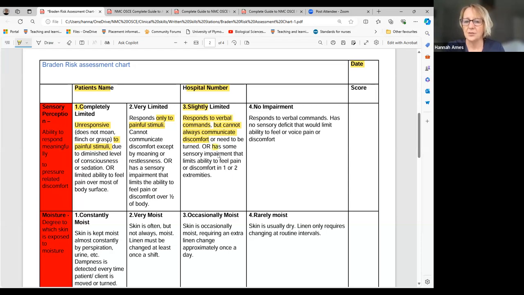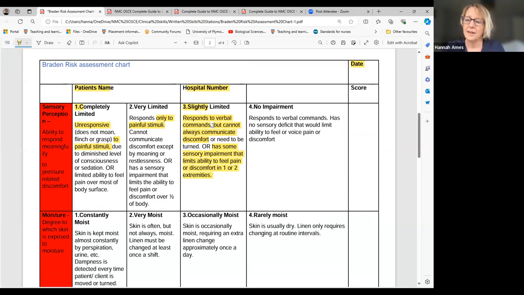An example of this could be someone who has a spinal cord injury, so they have sensory impairment maybe to their lower limbs. They're not able to feel that discomfort in one or two extremities, which would be their legs. And then 4 is no impairment at all. So a patient that can respond to verbal commands, has no sensory deficit, and has the ability to feel and voice their pain.